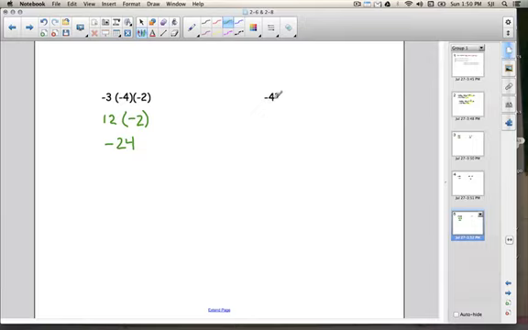Here's the last example that I'm going to do today. Negative 4 to the second power. Since it's to the second power, remember that doesn't mean negative 4 times 2. That means negative 4 times itself 2 times. So let me write that down. Negative 4 times negative 4. So when you multiply two negative numbers together, they have the same signs, so that means our answer is going to be positive. And 4 times 4 is 16. So that means negative 4 to the second power is 16.